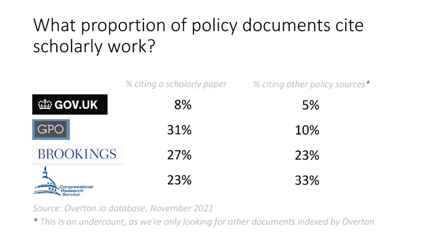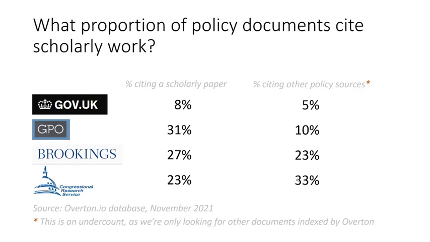If we look at policy documents from different sources and break it up into how many of them are citing scholarly work, things like that journal article and book, and how many are citing other policy sources, other reports from the policy world, other bits of legislation, that kind of thing, the numbers vary widely across sources.